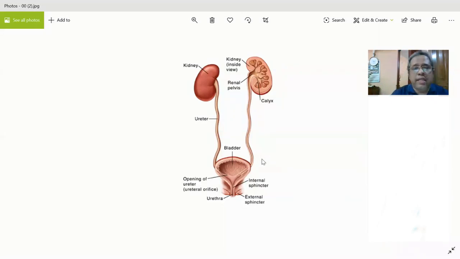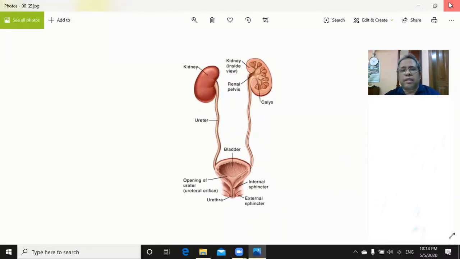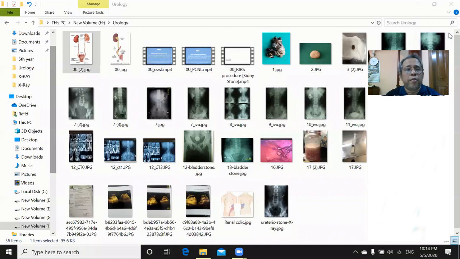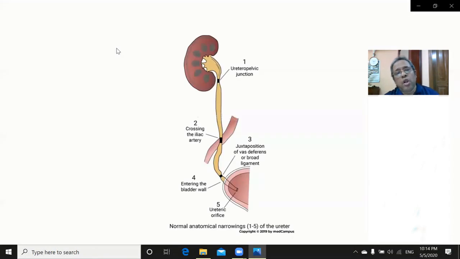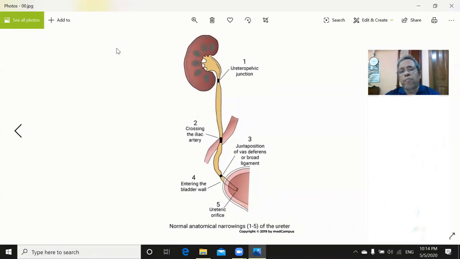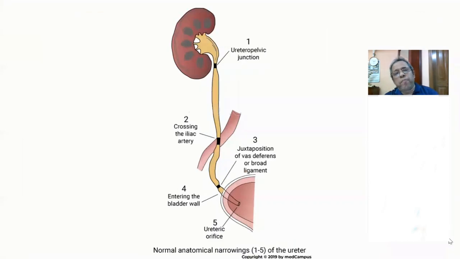Now we can discuss some anatomical constrictions of the urinary tract. That means the ureter has some anatomical constrictions during its course. Look at that picture. There is a marking showing the anatomical constrictions. Those constrictions can help the urinary tract to raise the intraluminal pressure.